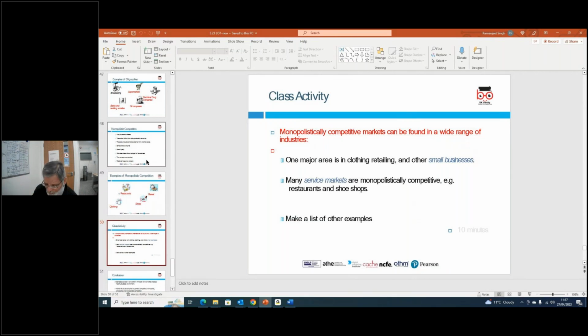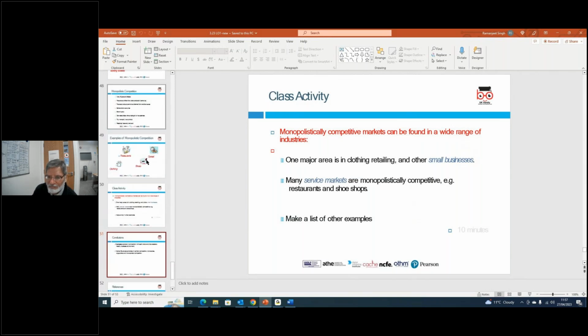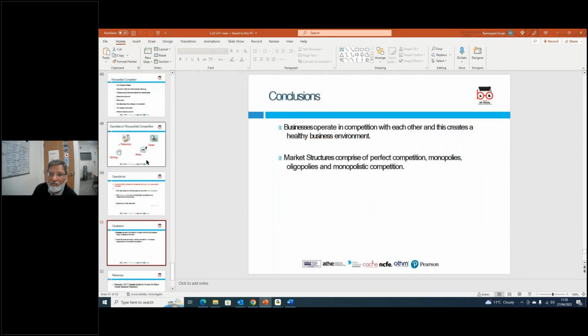So you can look at other examples of monopolistic competition. Okay, for next time: clothing, retailing, and so on. All right.